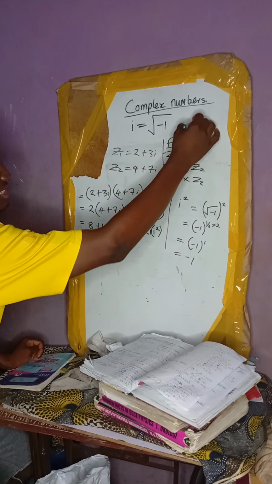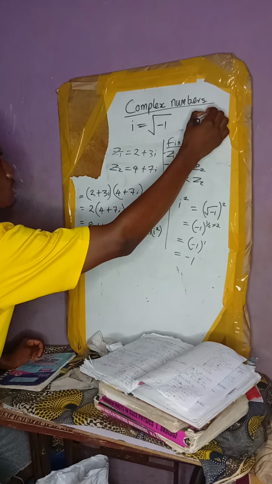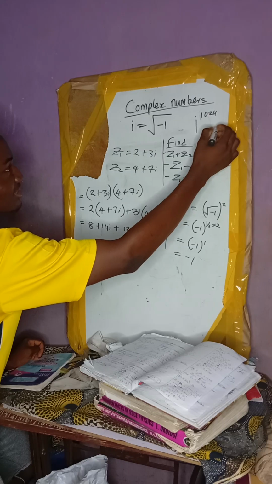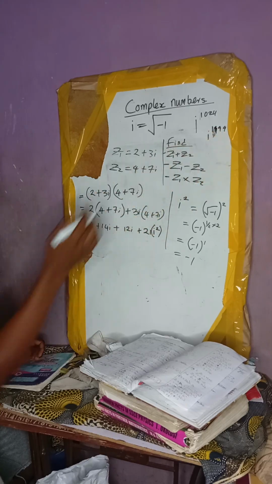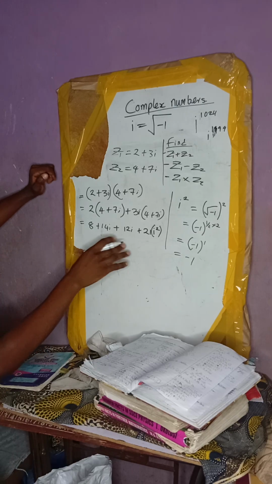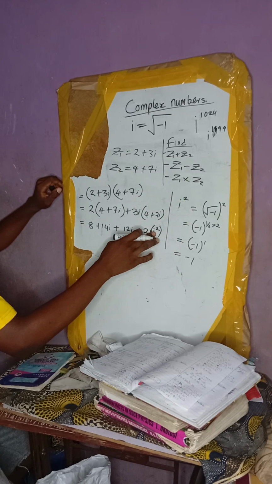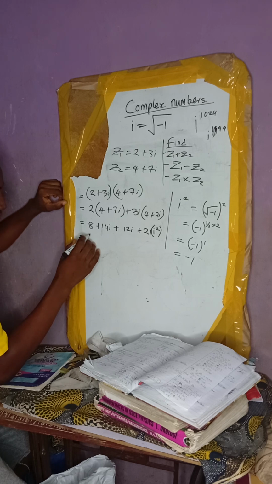But I'll still show you that shortcut I told you. In case they ask you to find something like i raised to power 4 or i raised to power 9, for example, or i raised to power 1000 and 1999, I'll show you that after this. So let's just finish this up first. We know that i squared is negative 1, so we'll have negative 1 multiplying 21. But let's continue solving this first.